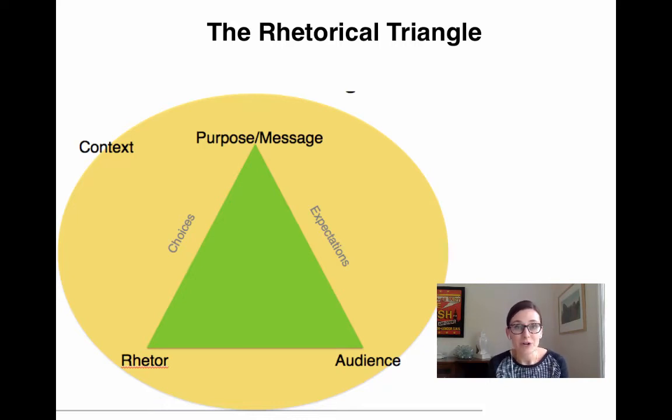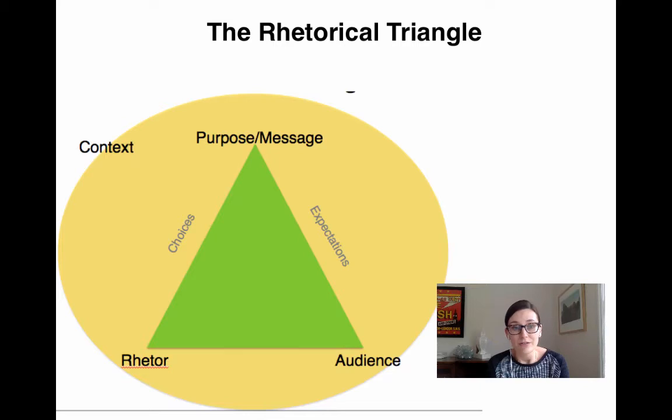So we see here in our rhetorical triangle, we have a context, right? Communication always takes place within a context. We have a purpose or a message. What is being said? Why is it being said? We have the rhetor. We talked about that term last week. Who is creating the message? We have an audience who is being addressed by the message.